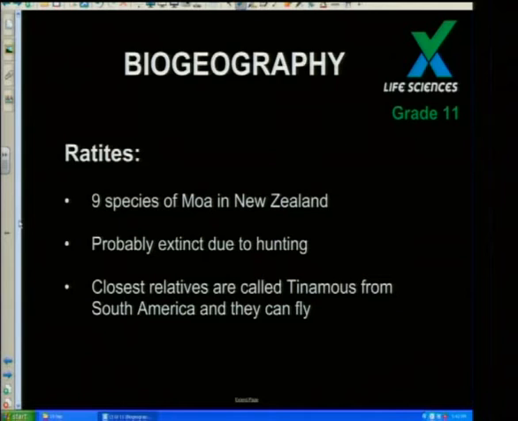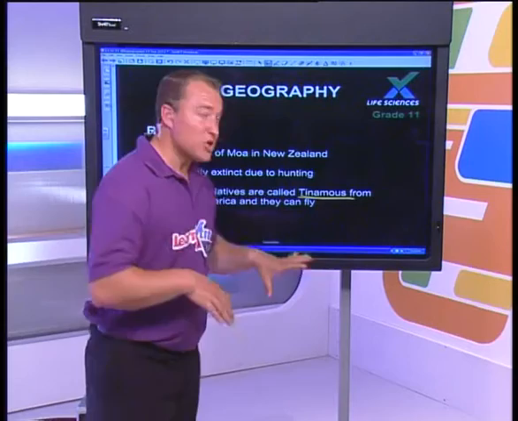Now, the tinamous is a South American bird that can fly. It's a little bird and it flies perfectly fine. The tinamous probably branched out and became a little bit bigger. The wings didn't develop and now it's stuck on the ground. So now it has to evolve so that it can protect itself on the ground, because its wings didn't get big enough. That means it must run on the ground all the time.